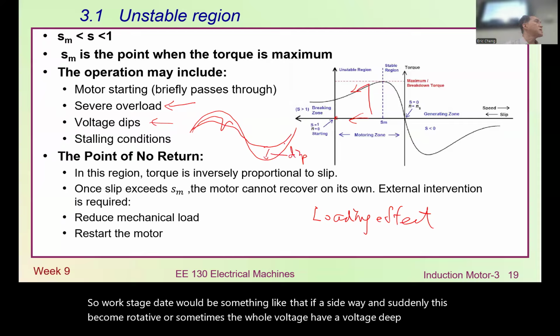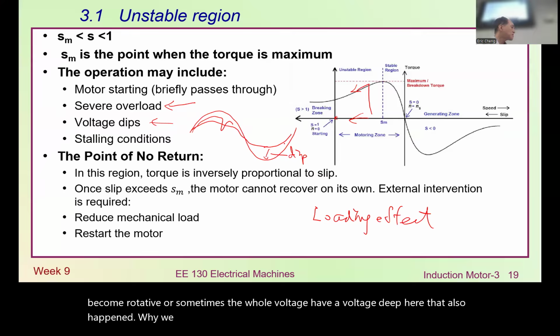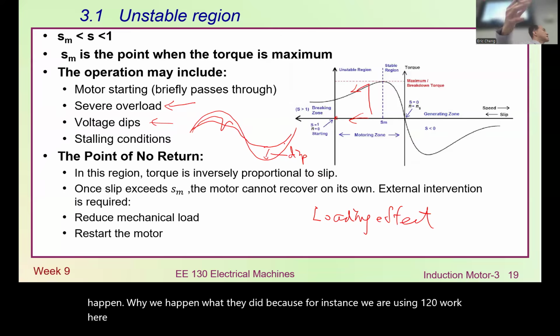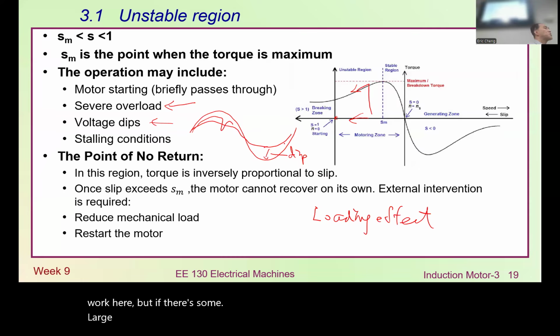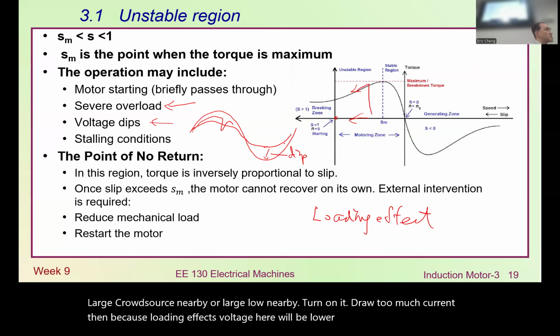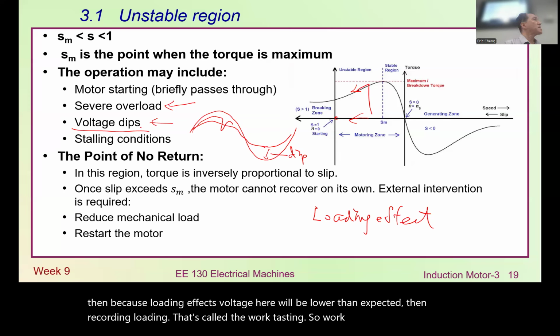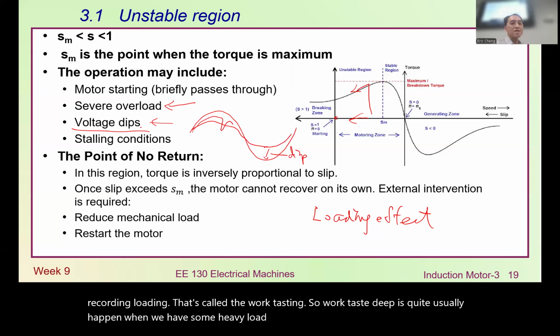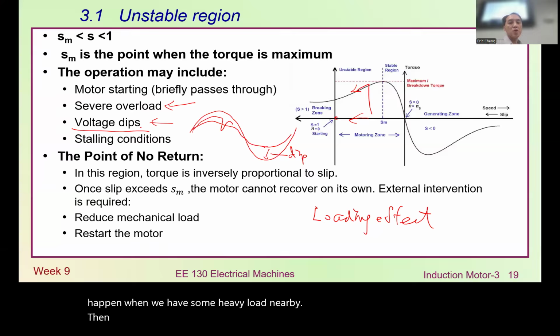That also happens. Why does voltage dip happen? Because, for instance, we are using 120 volt here, but if some large power source or large load nearby turns on, you draw too much current, then because of the loading effect, the voltage here will be lower than expected. That's called the voltage dip. So voltage dip usually happens when we have some heavy load nearby. Then in this case, we'll have some stalling condition happen. Then, of course, once it happens, what we can only do is just restart the motor.